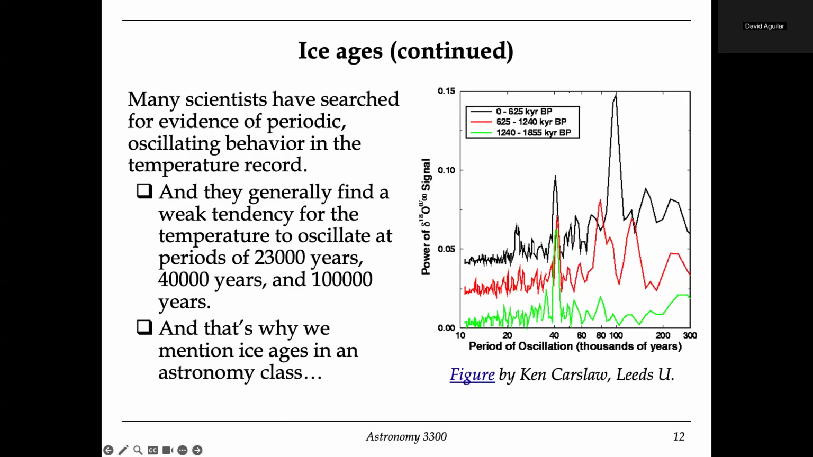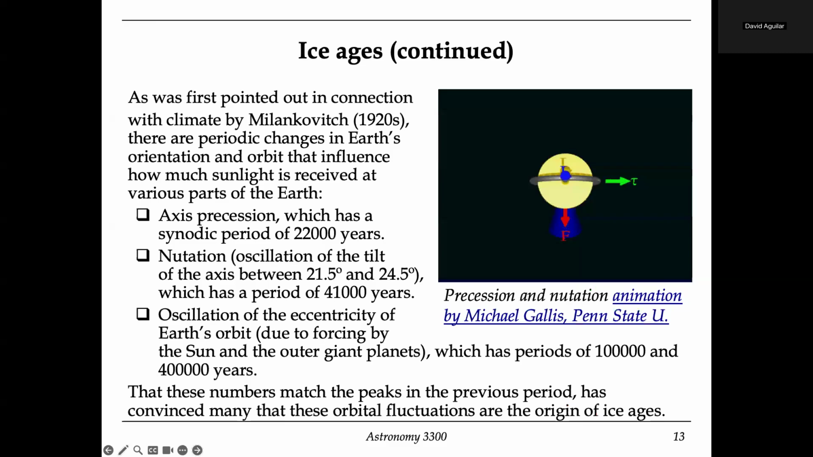So this is why we talk about ice ages when we talk about planetary astronomy. Because this is going to feed into a really interesting thing called Milankovitch cycles. Okay. So these are 1920s. These are periodic changes in the orientation of the Earth. So if you have ever taken an astronomy class with me before, you'll know that the North Star has not always been the North Star.